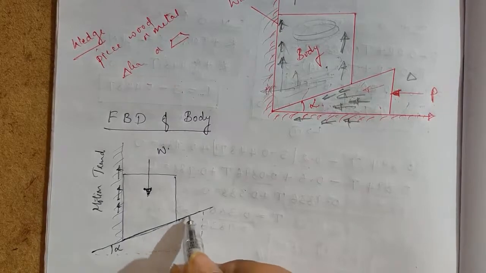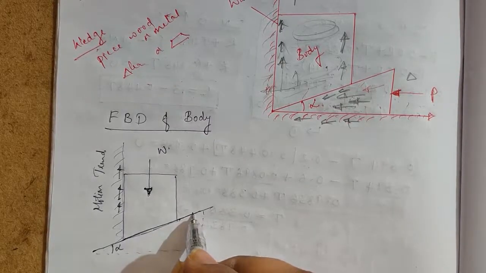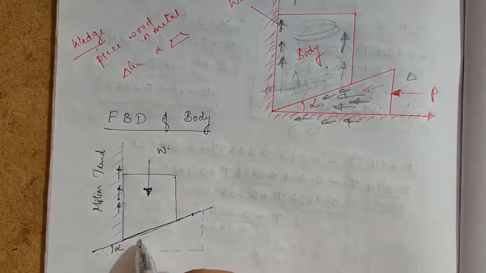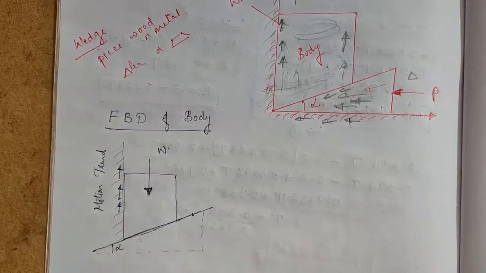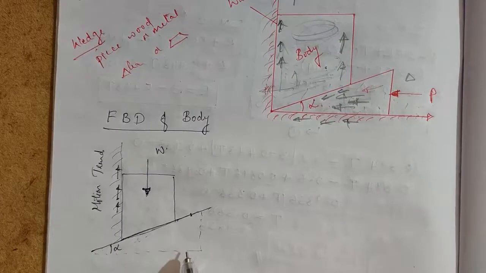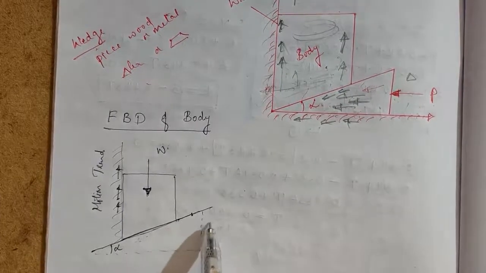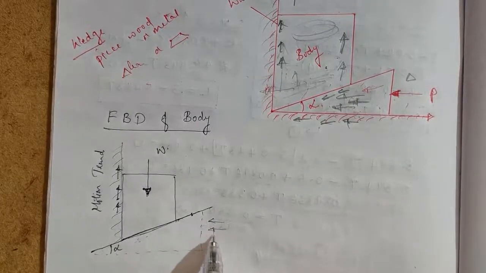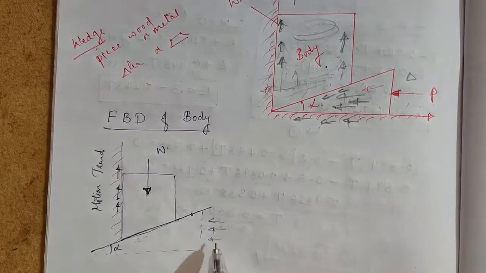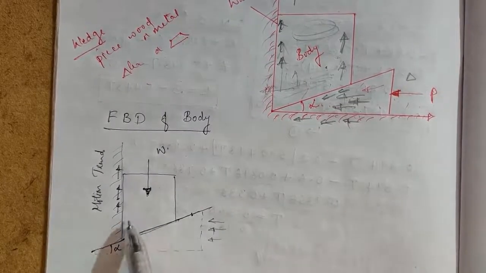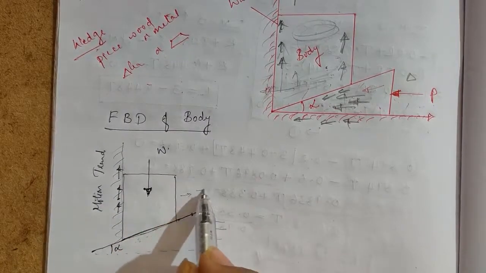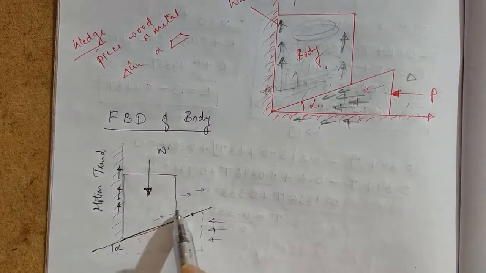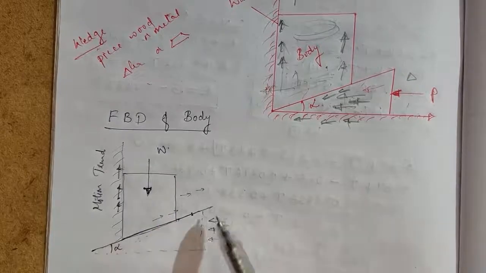But what about this triangular wedge? It will be like this, right? Because this triangular wedge is pushed with a force P towards this side, this will go up, and also this will gradually come behind, right?